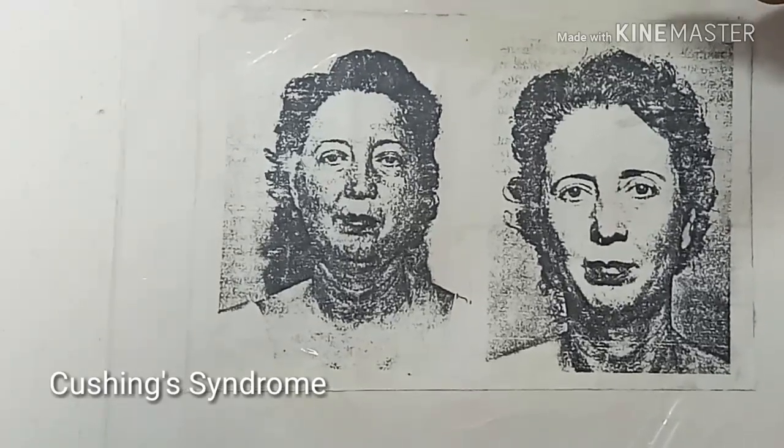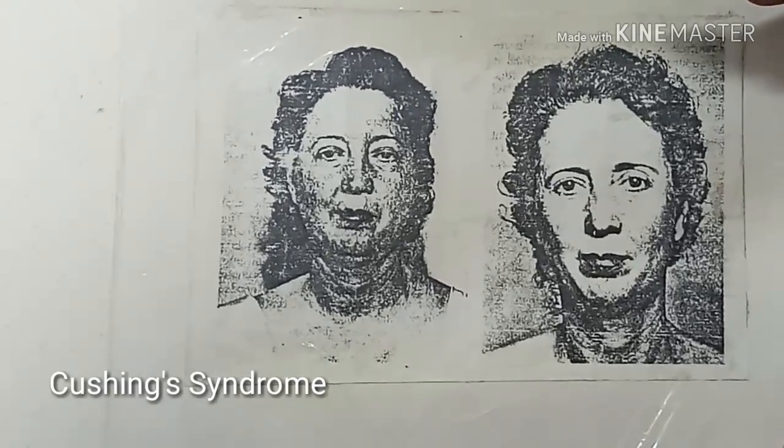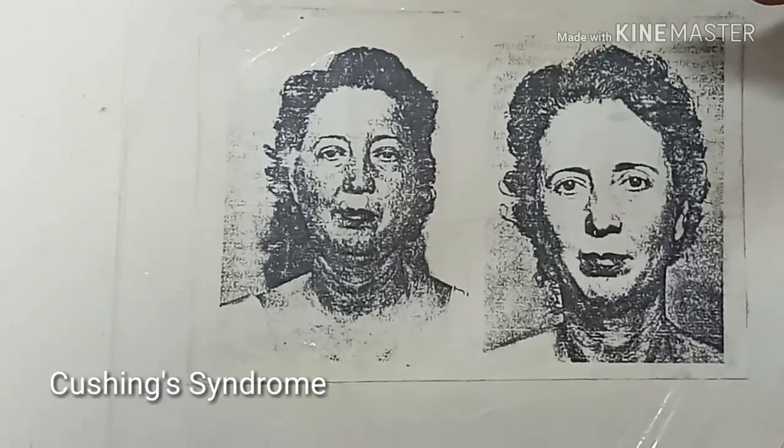Person is also having muscle weakness and backache due to protein catabolism. Sodium and water retention may cause weight gain, edema and hypertension. Another clinical feature, that is hyperglycemia. It is due to inhibition of the peripheral utilization of glucose, which is the action of glucocorticoids, and also there is increased gluconeogenesis.